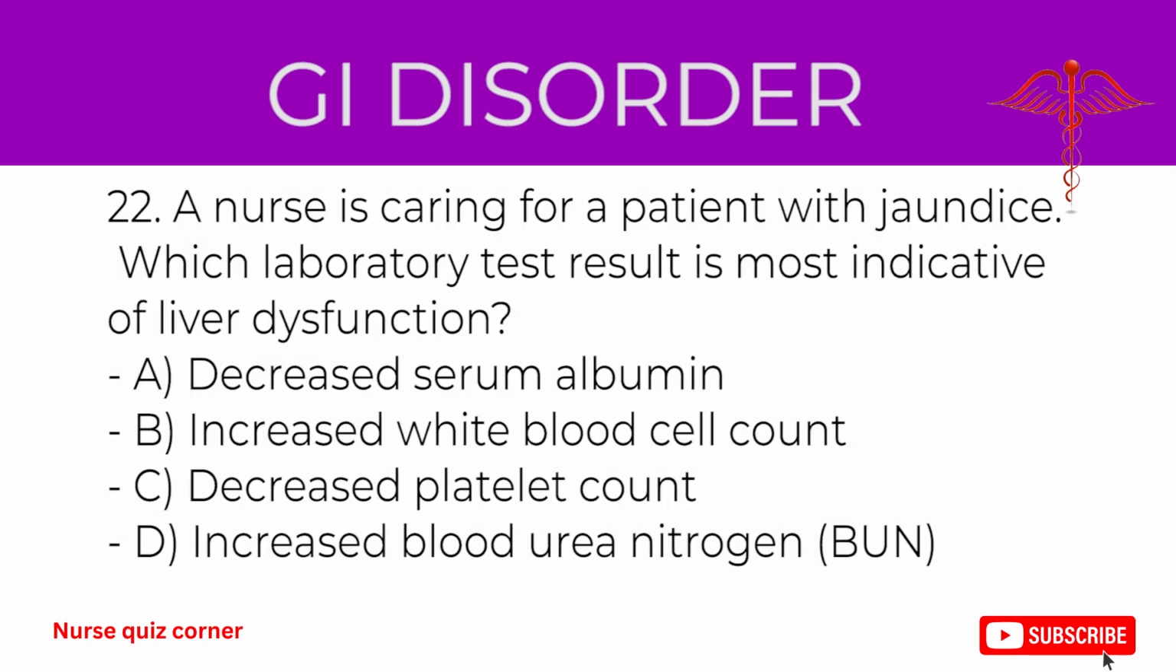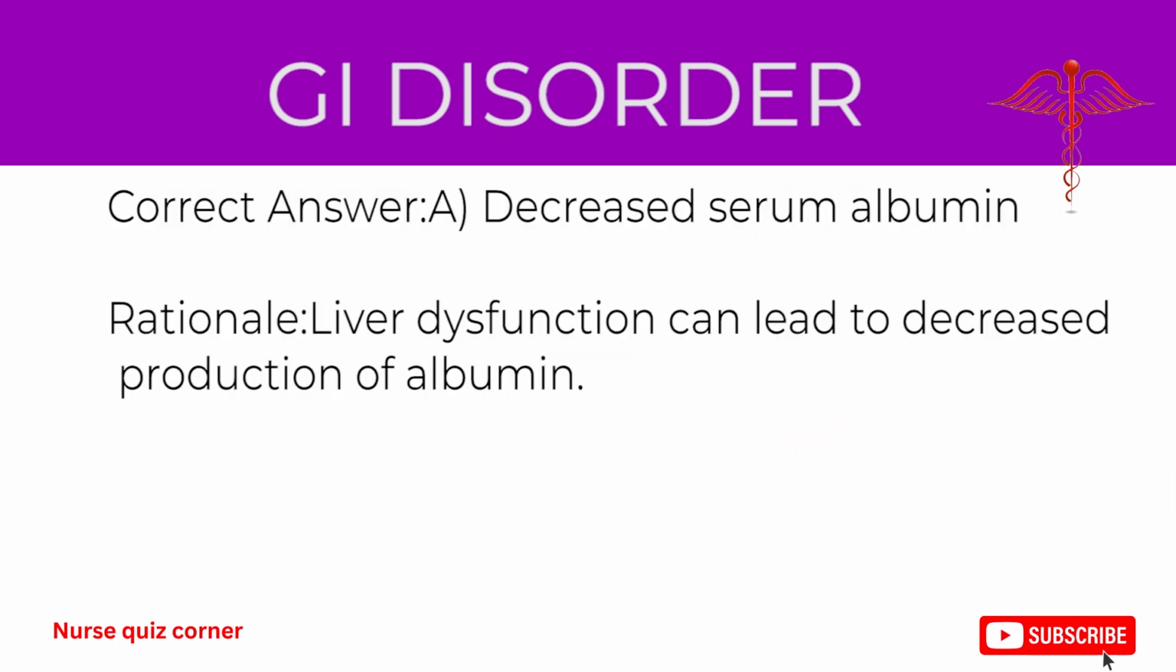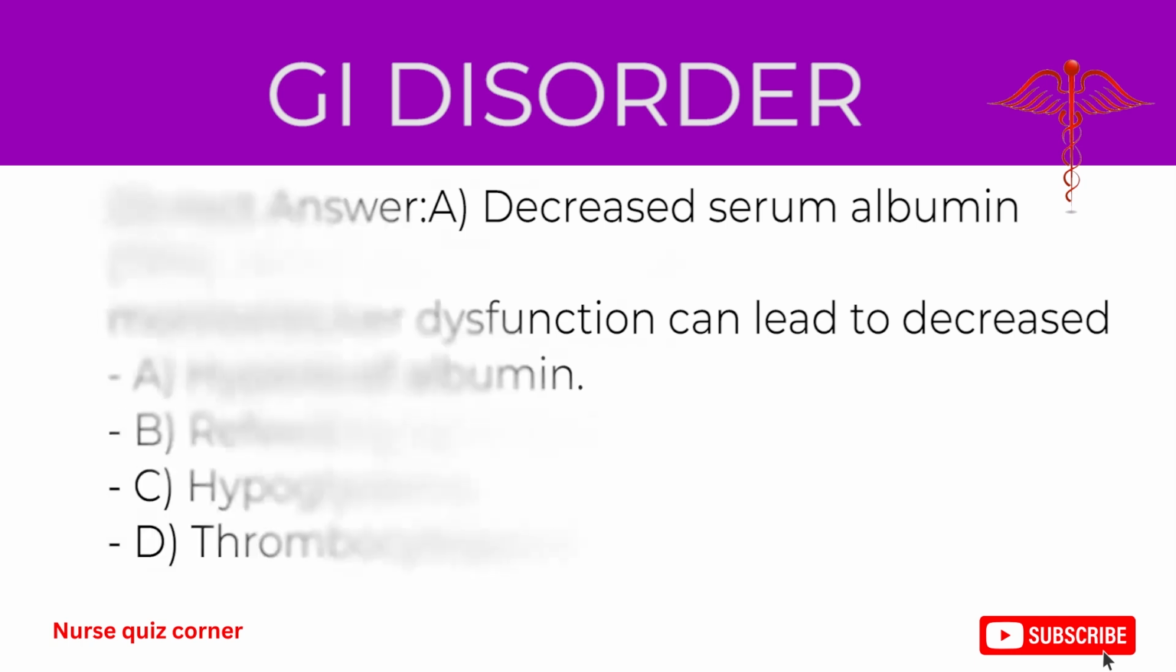22. A nurse is caring for a patient with jaundice. Which laboratory test result is most indicative of liver dysfunction? A. Decreased serum albumin. B. Increased white blood cell count. C. Decreased platelet count. D. Increased blood urea nitrogen, BUN. Correct answer: A. Decreased serum albumin. Rationale: liver dysfunction can lead to decreased production of albumin.